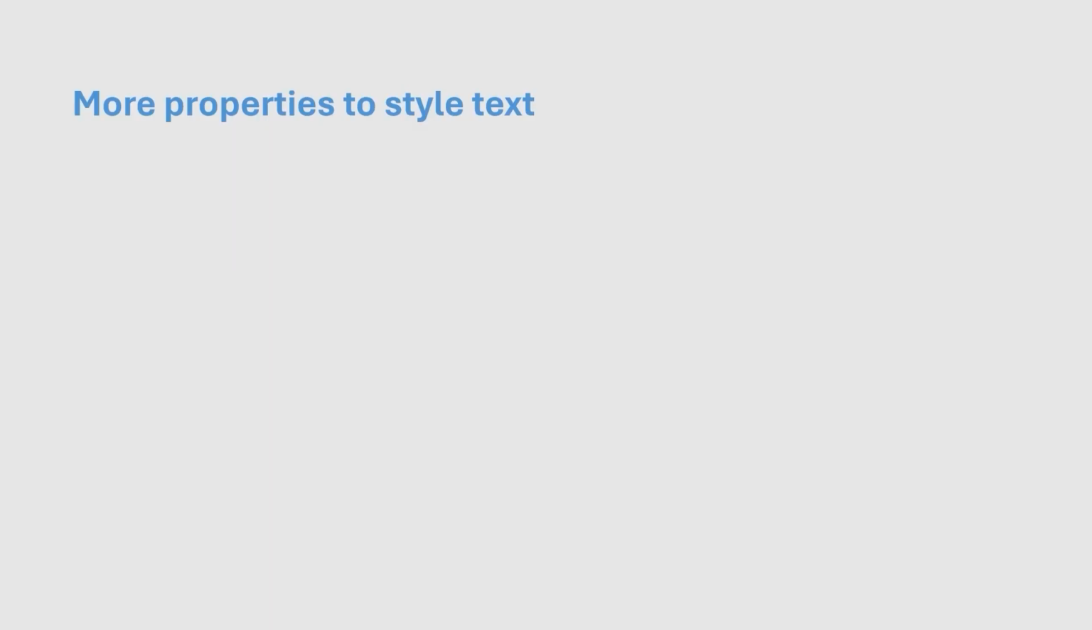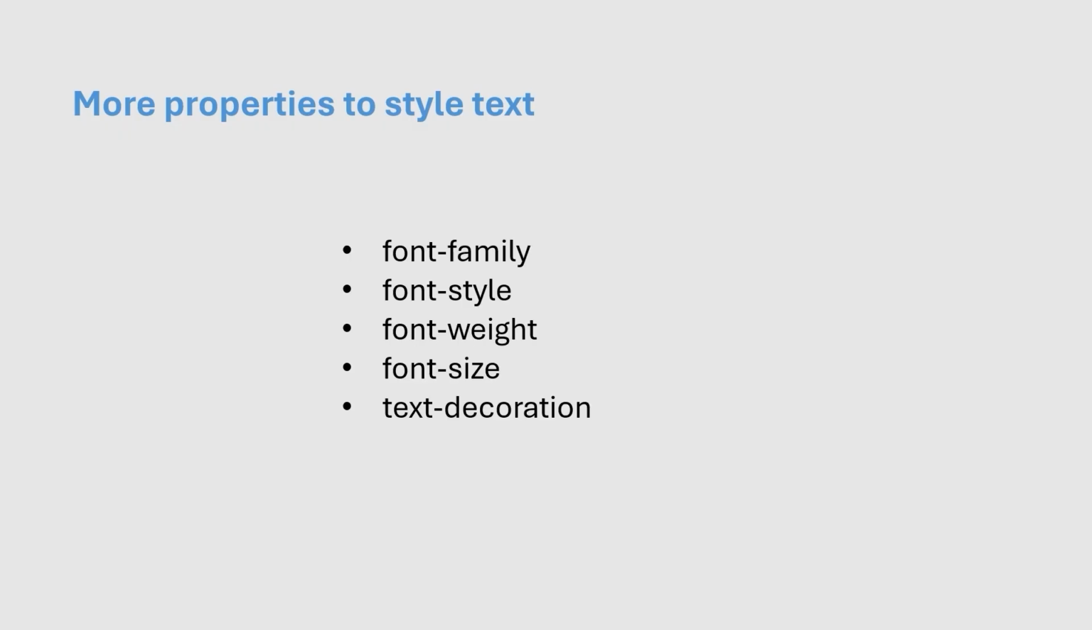Now let's see some more properties to style our text. If you observe different websites, you will notice that the text is styled attractively to improve the appearance of the website. They use different fonts, different sizes and different styles. So now let's learn how to achieve such styles. These are some CSS properties used to style the text.